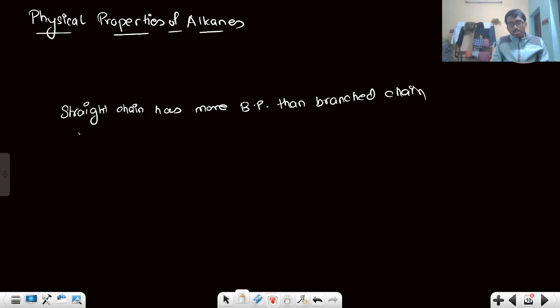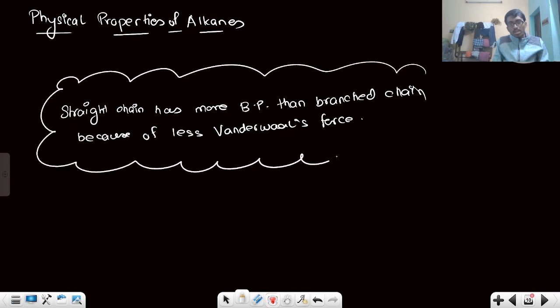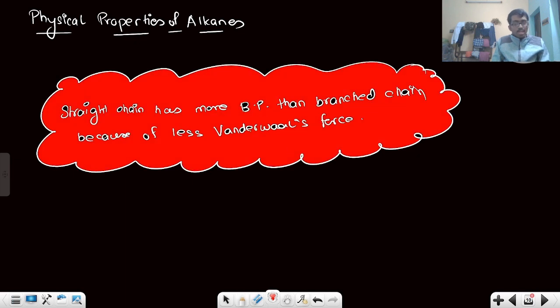Why? Because of less van der Waals force. Van der Waals force plays an important role in organic compounds. So due to less van der Waals force, straight chain has more BP than this. Clear? This is the only thing you have to read from the physical properties of alkane. That is why I have mentioned it here.